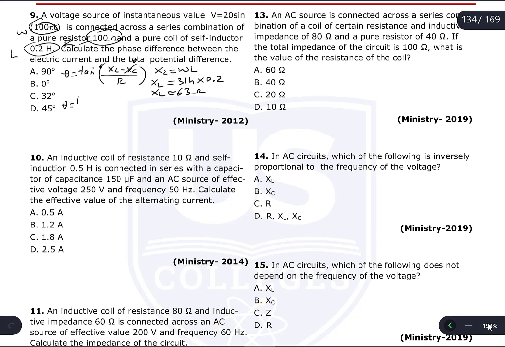Theta is equal to tangent inverse of XL, 63, divided by R, which is 100. Okay, use the equation. Shift tangent inverse, bracket 63 divided by 100, close the bracket. Answer is 32.2. So result is 32.2 degrees. So correct answer is C.